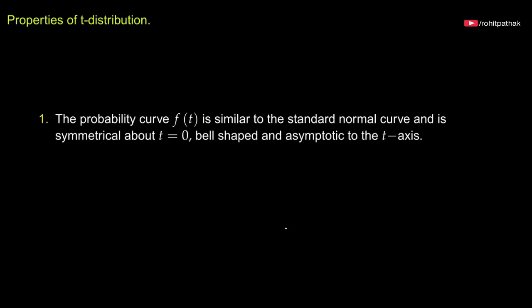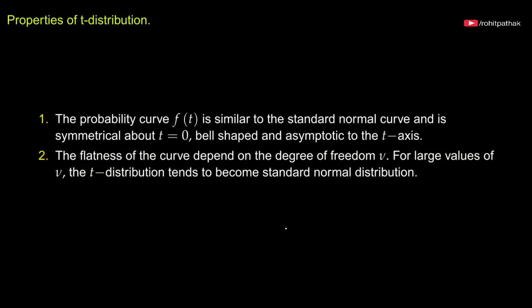Now, properties of t distribution. If you look at the graph of t distribution, we see that the probability curve is similar to the standard normal curve, but it is more flat depending on the number of degrees of freedom, and it is symmetrical about t equal to 0, bell shaped and asymptotic to the t axis.